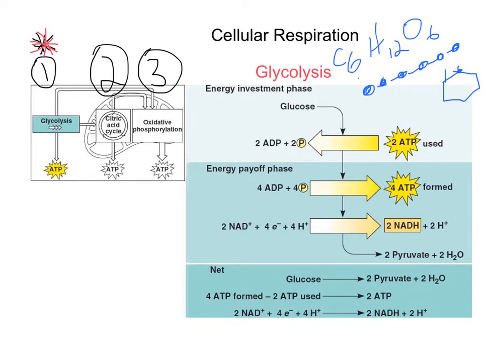That's your ATP. That's how much you formed. So you make a total of 4, but realistically, you used 2, so you made a net of 2.